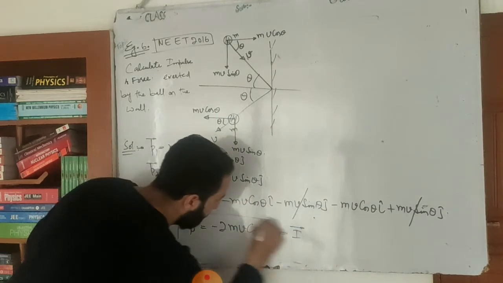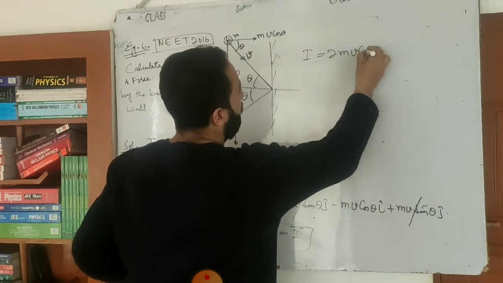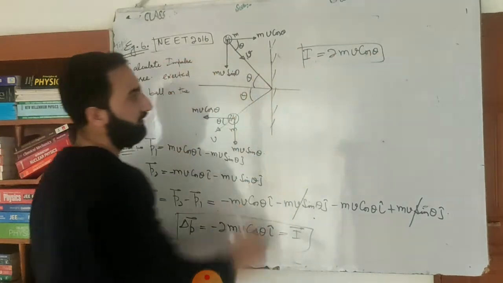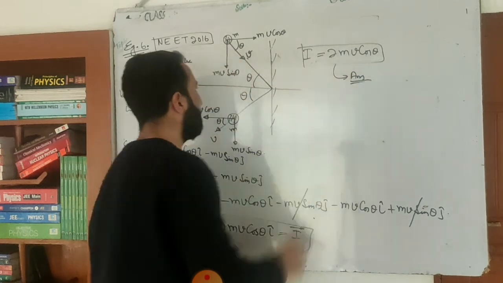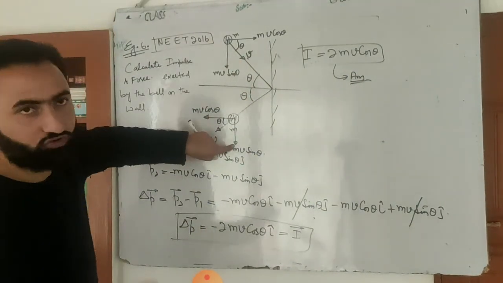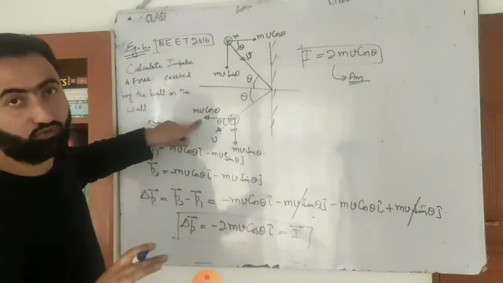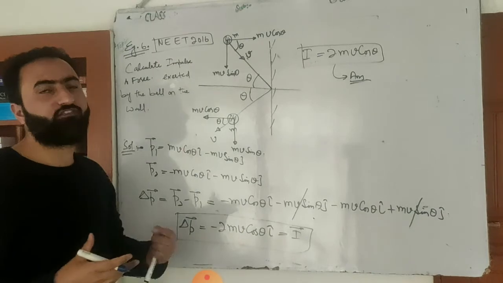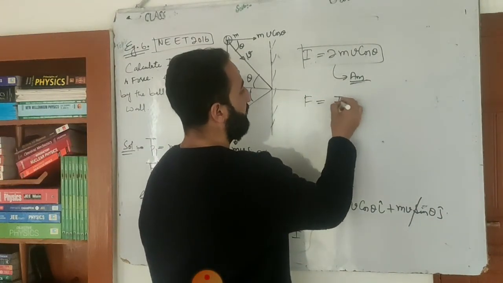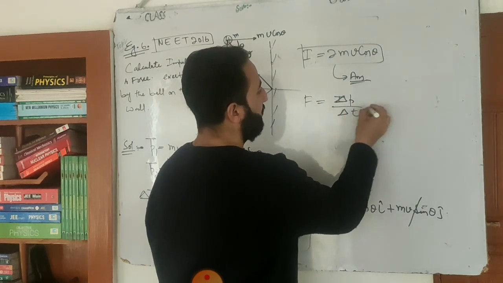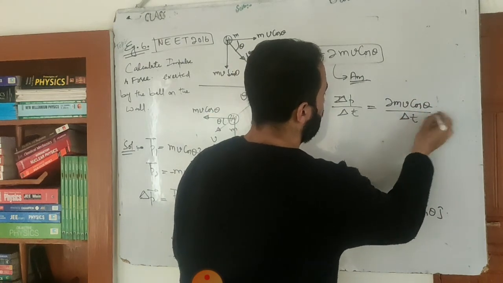And if you want to calculate the magnitude of impulse, I will be simply equal to twice mv cos theta. That's the answer. Okay? The shortcut: this and this, their magnitude is the same and direction is the same, so they will cancel. This and this, their magnitude is the same but direction opposite, so they will add. The answer will be simply mv cos theta plus mv cos theta, that's twice mv cos theta. And if you want to calculate the force, it will be equal to impulse, delta p divided by delta t, that's equal to twice mv cos theta divided by delta t, where delta t is the collision time. That's it.